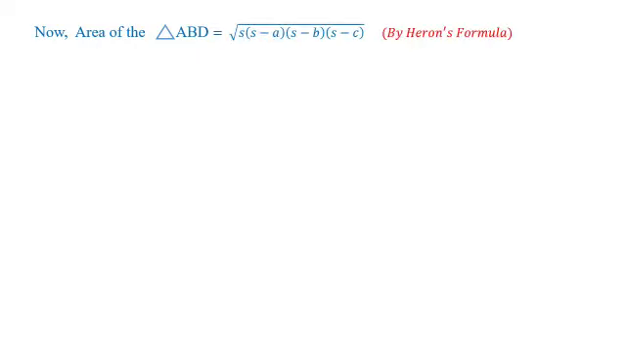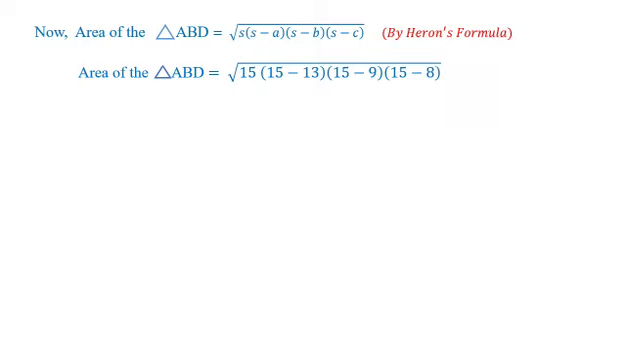Now the area of the triangle ABD will be given by root over S into S minus A into S minus B into S minus C, by using Heron's formula. So if we put the corresponding values of S, A, B and C, we get area of the triangle ABD equals root over 15 into 15 minus 13 into 15 minus 9 into 15 minus 8. Now let us solve this one.